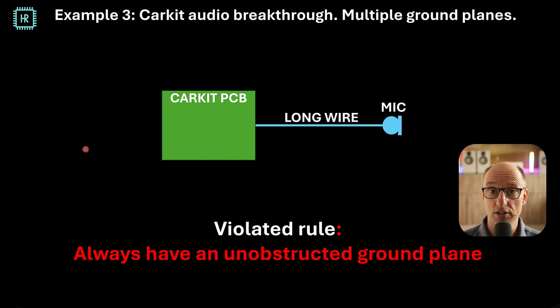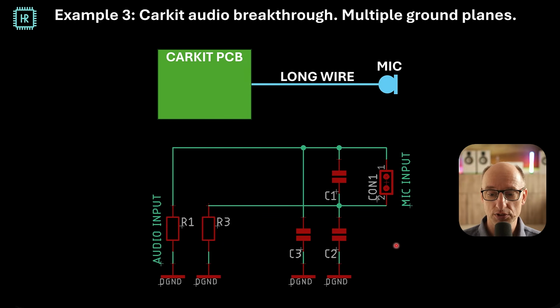The next example is a car kit which had audio breakthrough problems. Now the situation is this: you have a PCB which contained the car kit electronics, a long balanced wire towards a microphone, and the violated rule here is to always have an unobstructed ground plane. Now what's the situation? With an audio breakthrough measurement, you put a lot of strong interference onto your whole setup. It includes the car kit PCB and the microphone and the wires. This very strong interference will be picked up by this long wire, goes into the car kit PCB and gets demodulated by the audio electronics.